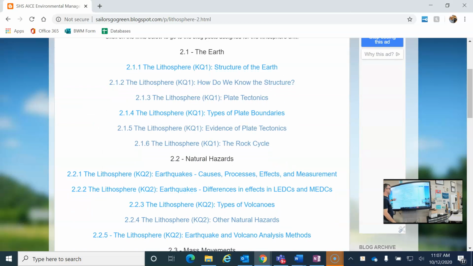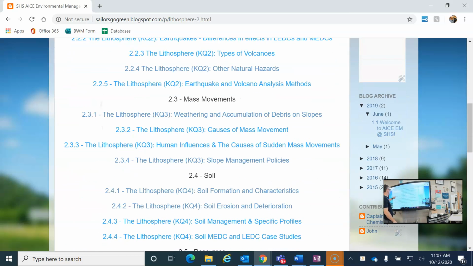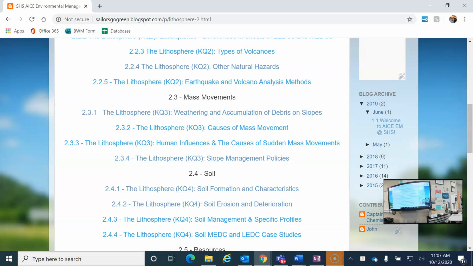Okay, so today we're going to be looking at mass movements. We'll be looking at 231, which is weathering and accumulation of debris on slopes. So just follow along. Move this around a little bit in case you need to see me. All right.